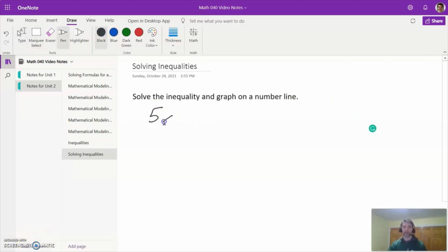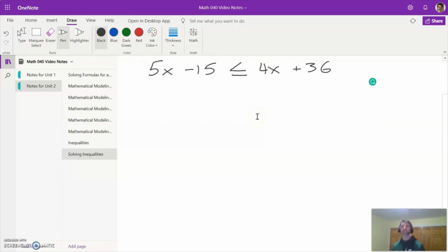So we have 5x minus 15 is less than or equal to 4x plus 36. So we're going to solve this just like we would solve an equation. There's not really anything different here, at least with this one. I'm trying to get my variables on one side, my constants on the other side, and eventually get it where it says x is less than or greater than or whatever, less than or equal to something. So I might start by subtracting the 4x from both sides. When I do that, this is going to turn into just a 1x, or just x.